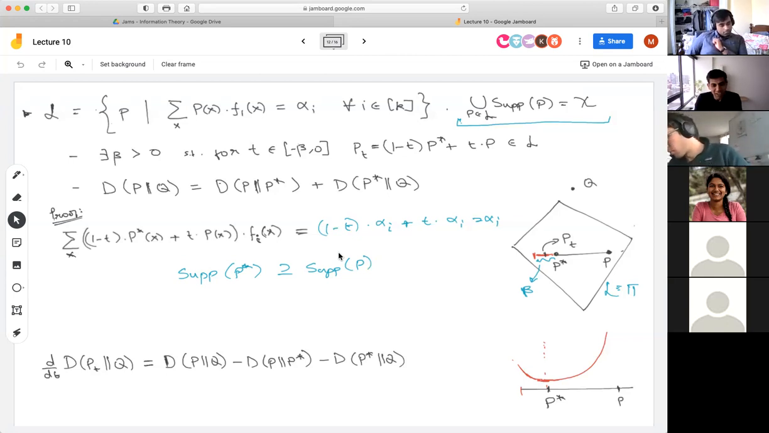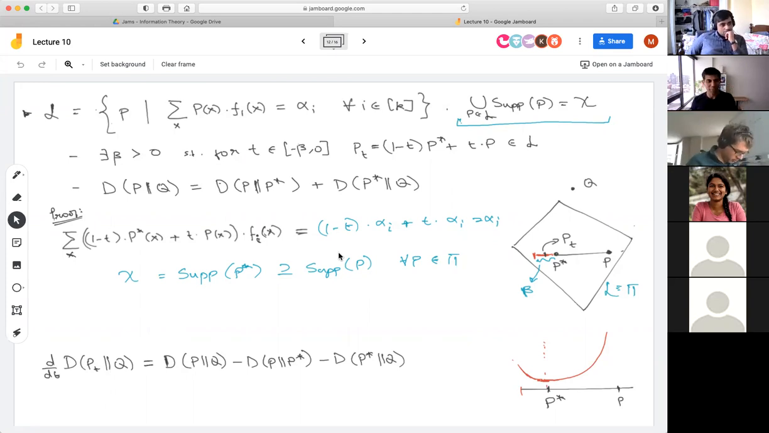So in fact, we proved this for all P inside our set. The union of their supports is everything. So the support of P star is actually also equal to everything. We don't need that strong a property here, but it's fine. It's easier to argue it with this. Now, every probability is positive in P star.